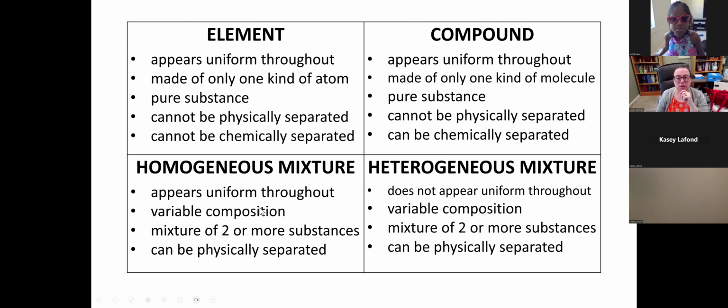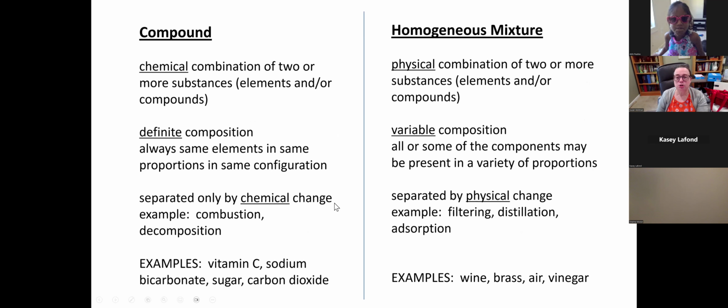All right. The two that are the most challenging to tell apart are compound and a homogeneous mixture, because they have a lot of things that are similar, but some essential differences. So I made one more chart here. This is a good kind of chart to do when you've got two things that are kind of overlapping, like compound and homogeneous mixture. They have a lot in common, but there are some key differences.